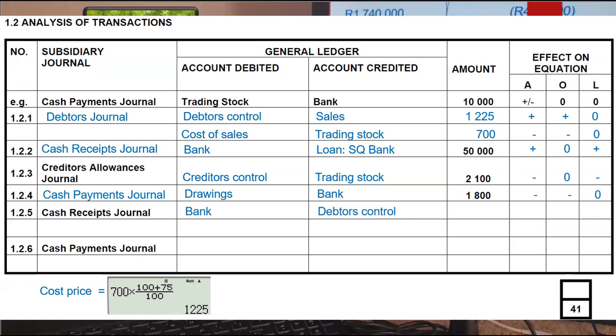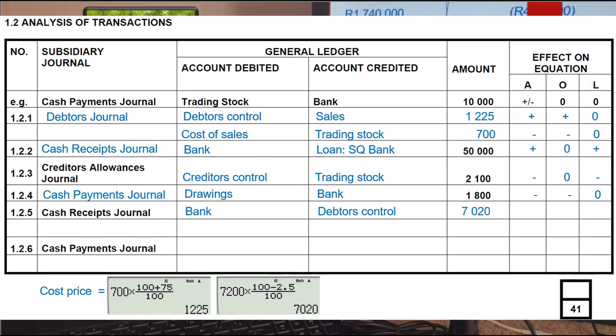How much did we receive? Of the amount owing, we only received 97.5%, which is 97.5 divided by 100. How did I get that 97.5? I took the 100% and minus the 2.5%. It'll give us 7,020. These two, bank and debtors control, both fall under assets.